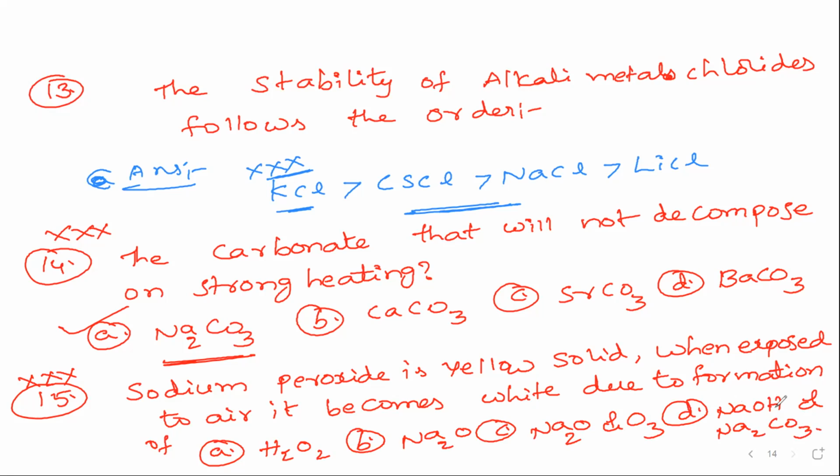So, sodium peroxide, which is a yellow solid, becomes white when exposed to air. It is due to the formation of sodium hydroxide. We already know when peroxide is exposed to air, it forms hydroxide, that is sodium hydroxide and sodium carbonate. So the answer is D. Very, very important. We are expecting questions like these in the entrance examination. So all of you please take care and do many questions of this kind from other material as well.